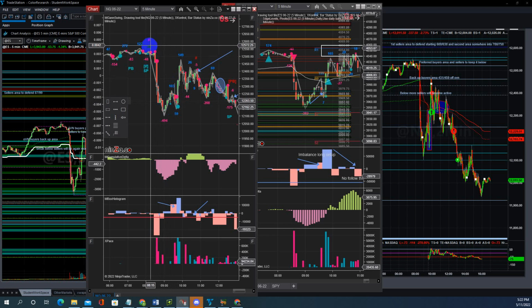But at the same time, the way it happened, a reversal action may happen too. That means buyers can take it back higher too. So you have to know all this in advance.